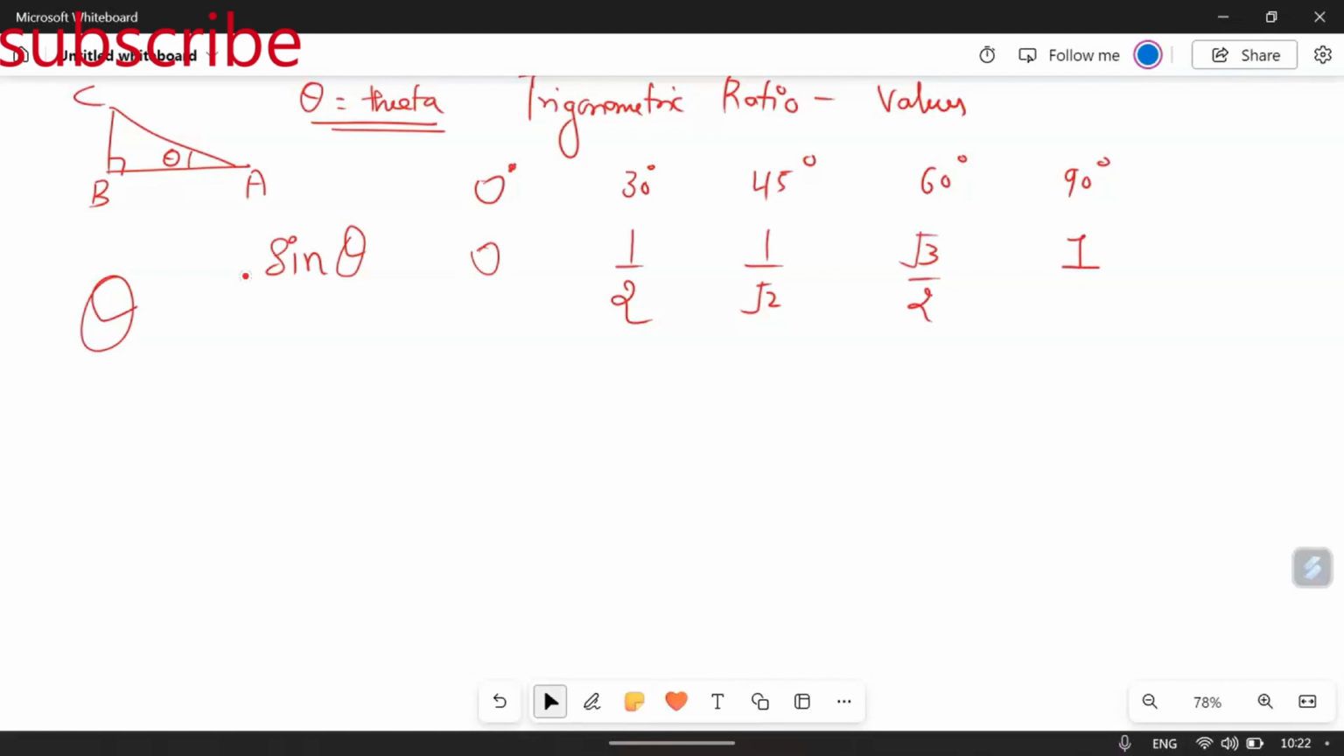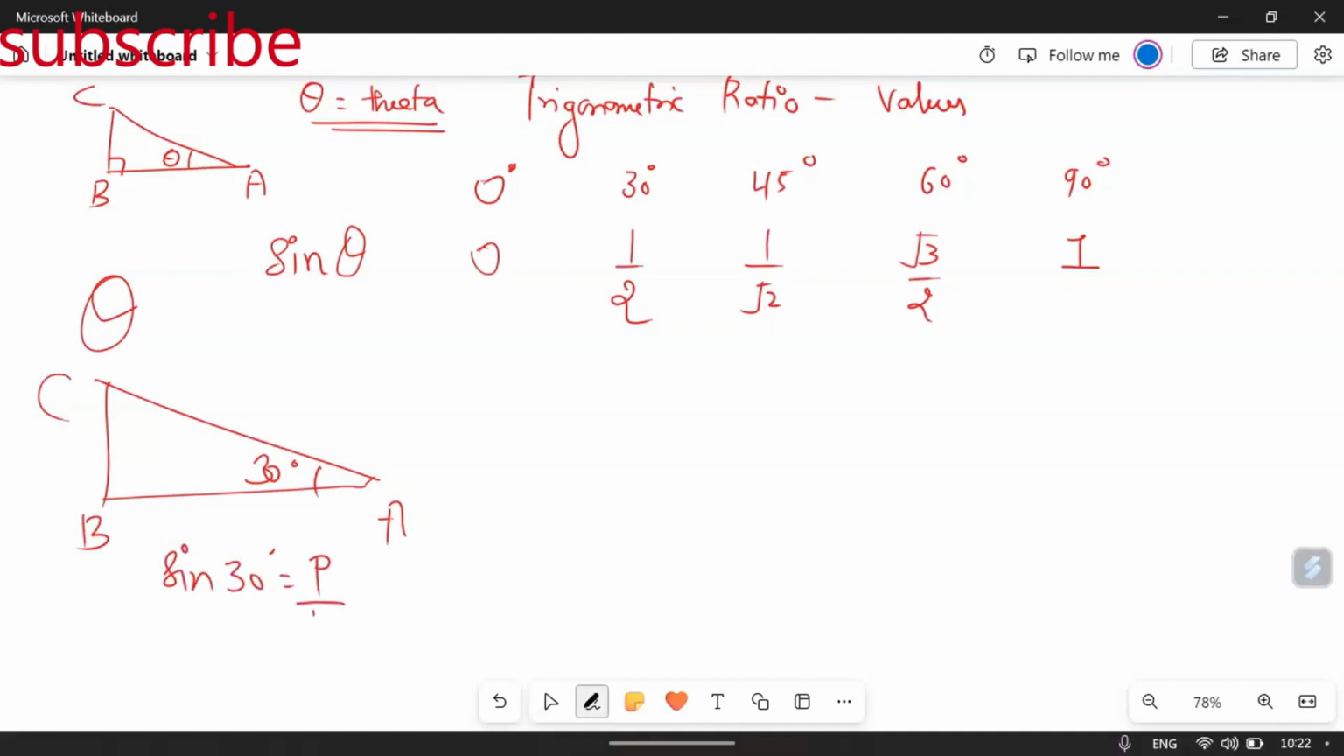So in the question, if it is given sin 0 degree, its value is 0. If it is given sin 30 degree, 1 by 2. Its value is fixed in triangle. Okay, suppose I am drawing this triangle ABC, and this angle is 30 degree. So sin 30, you know that sin 30 is your perpendicular upon hypotenuse. What is perpendicular in this triangle? BC. BC is your perpendicular, this AB is your base, and this is hypotenuse.